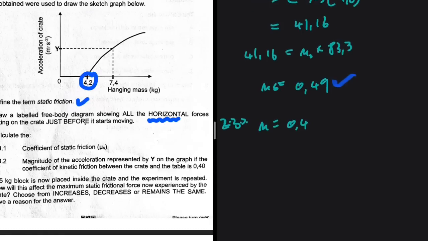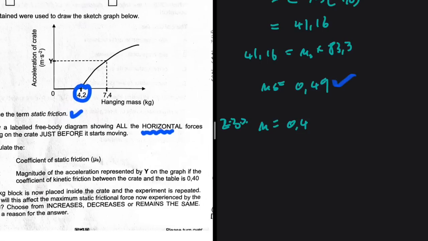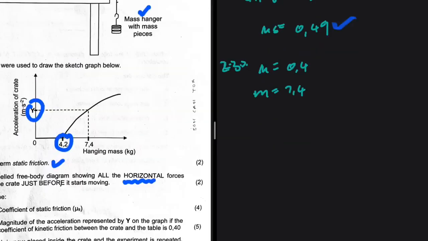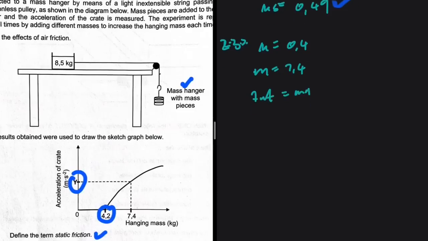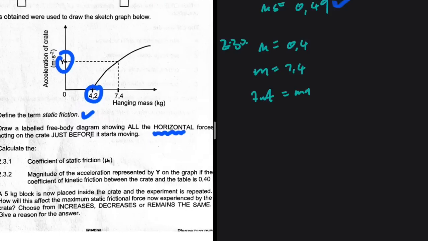So there we go. We have the coefficient of kinetic friction, and then what else do we have? We are looking for the acceleration at y. So we do have the hanging mass, right? The hanging mass is equal to 7.4. Let's concentrate on the crate. If we concentrate on the crate, F net is equal to ma. We know that fully well. And then the force that is pulling the crate is the tension minus the frictional force that opposes, and this is equal to ma, right?